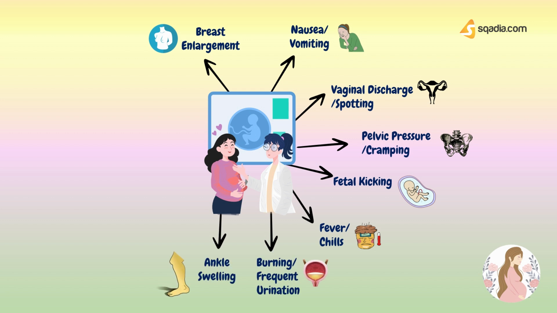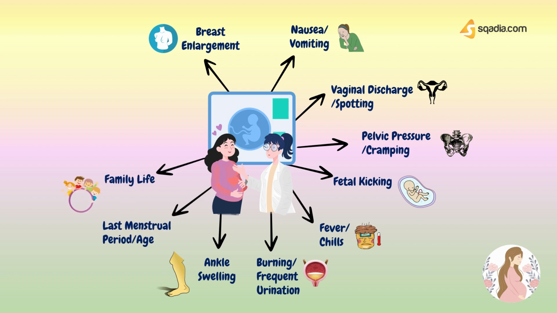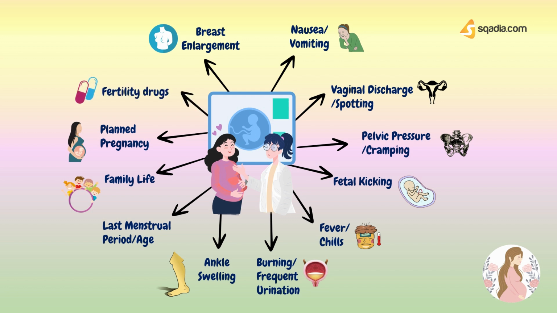Secondly, you should ask the patient about the date of her last menstrual period and her age. Thirdly, you may also ask your patient about your family life and whether this pregnancy was planned. Now, one more important question you need to ask is about her medication history.